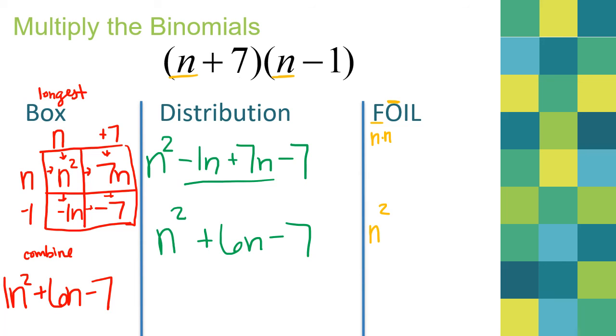And then we look at outer. Outer is the outermost terms. So an n times a negative 1 will be a negative 1n. Inner. Inner stands for the inner terms, the inside ones. So a 7 times an n is a positive 7n. And last is the last terms in each binomial, which is a 7 times a negative 1, which is a negative 7. And just as the other methods before, you need to combine like terms and write in standard form.